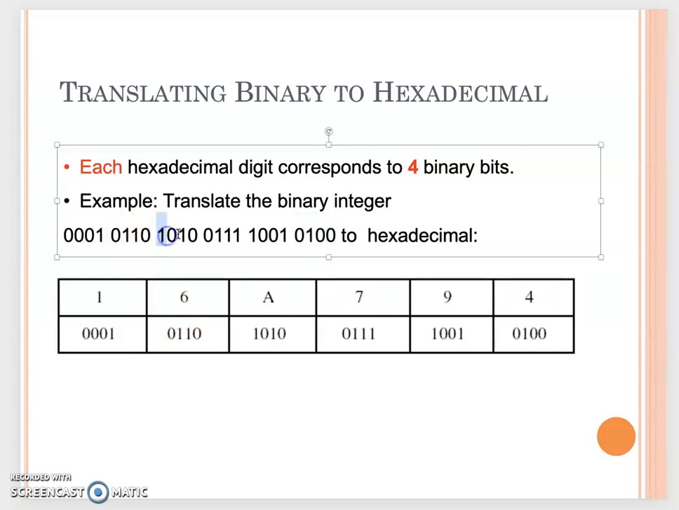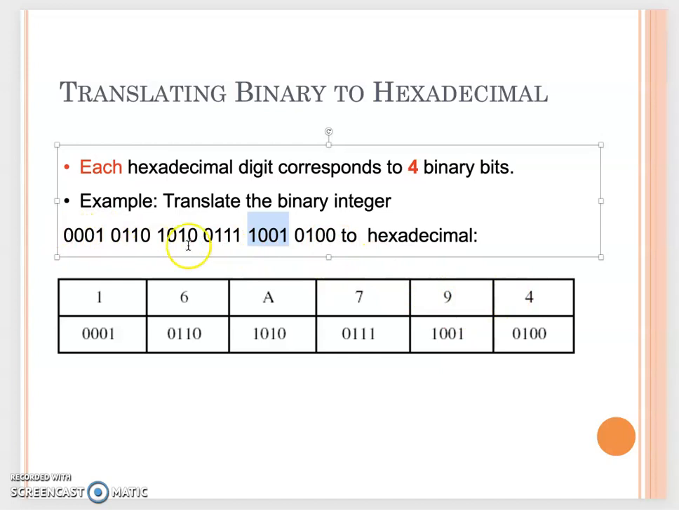Here you have 8 plus 2 is 10. But for the 10, we don't use 10 in hex, so that will be A. Then here you have 4 plus 2 plus 1, that's 7, so hex is just 7. Then 8 plus 1 is 9. And here is 4.